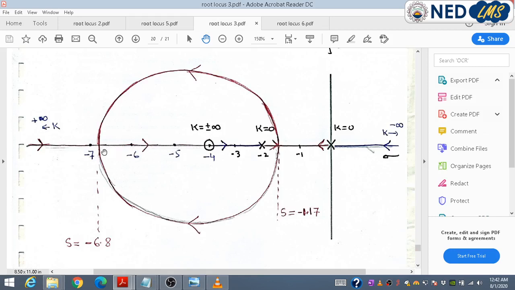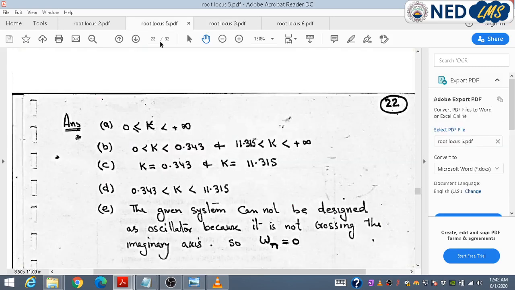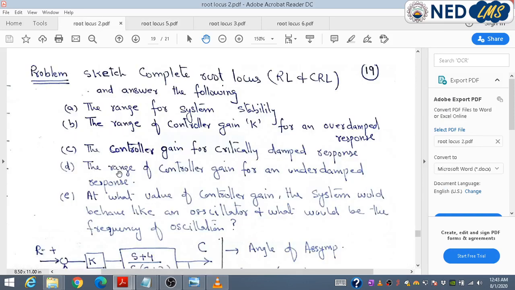One root will be here and the other root will be here. So the complete answer will be this one. In this range the roots will be real and distinct, and in this range the roots will be real and distinct. The next query is the controller gain for a critically damped response.